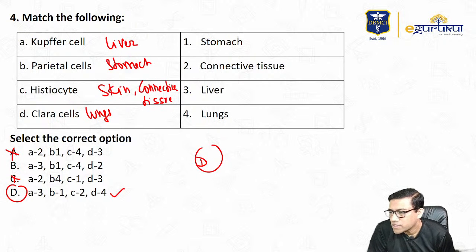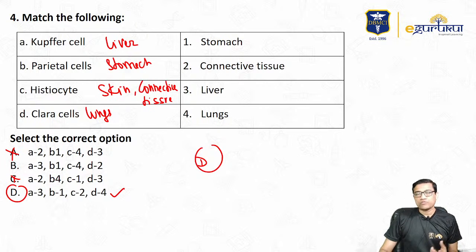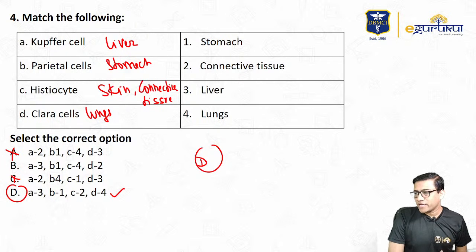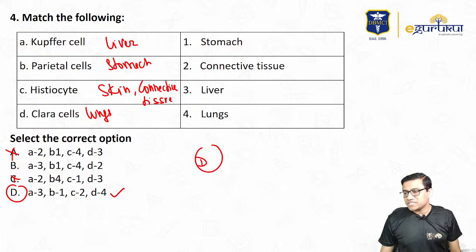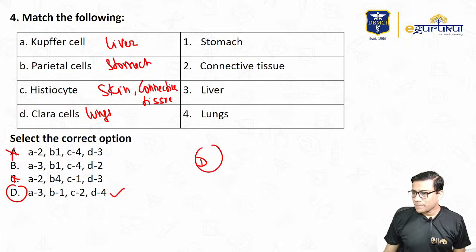Okay. See again, dust cells are basically present. They are also called pulmonary alveolar macrophages. And what is the function? They do the phagocytosis of foreign particles entering the airway. So I think that will be the best answer in this case. Are you clear? But Clara cells are in the lung. That is the best answer. So answer would still be D.